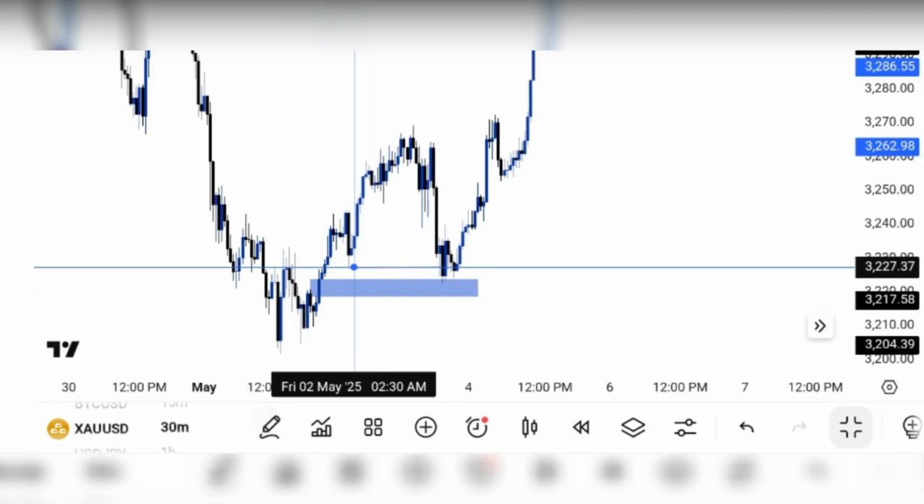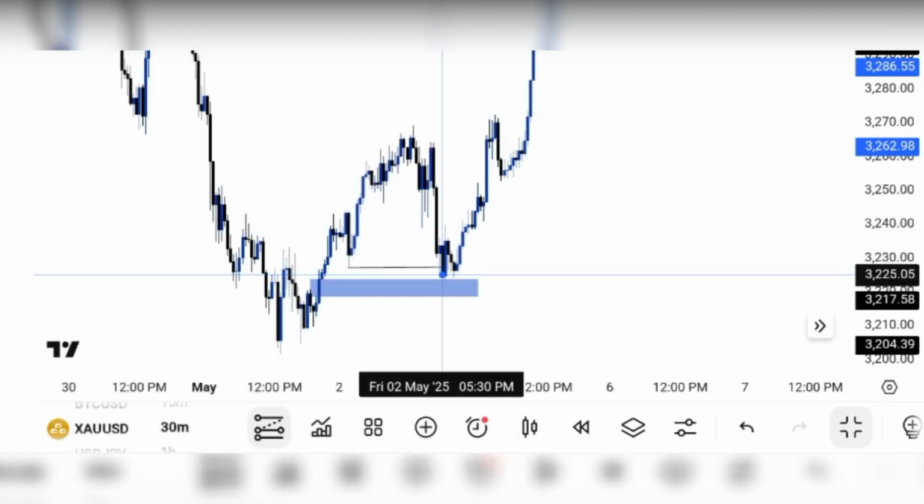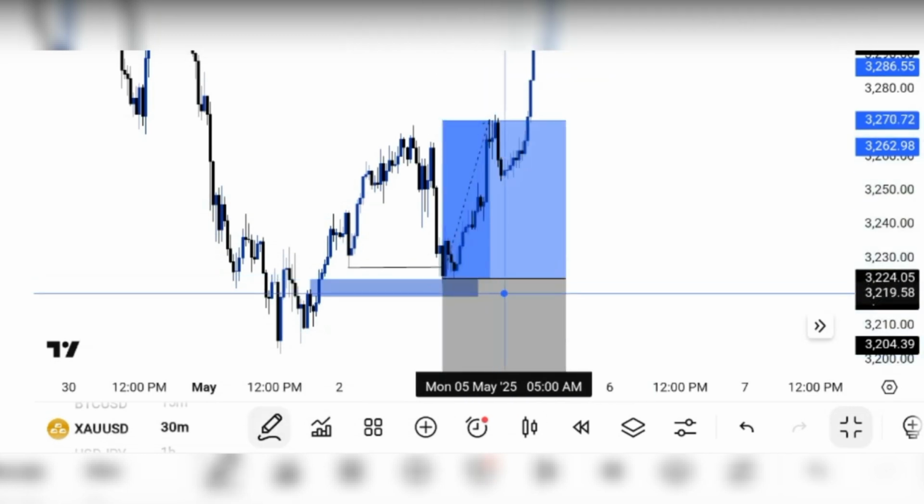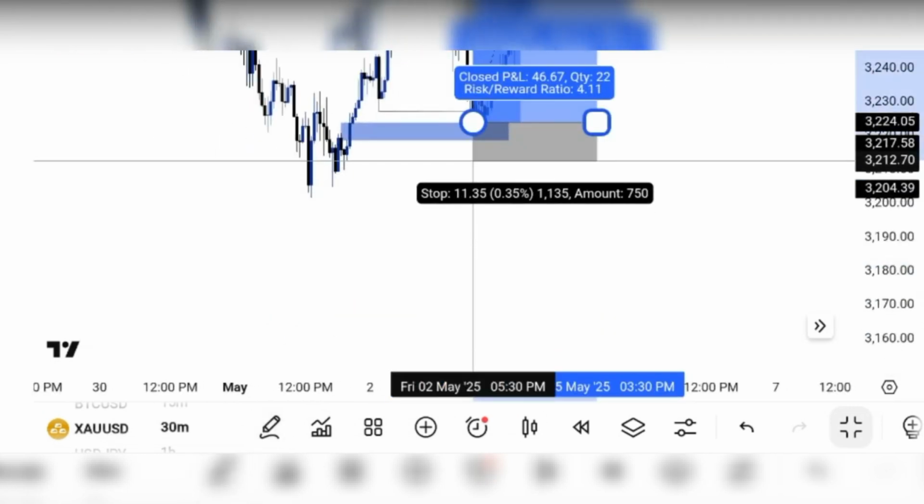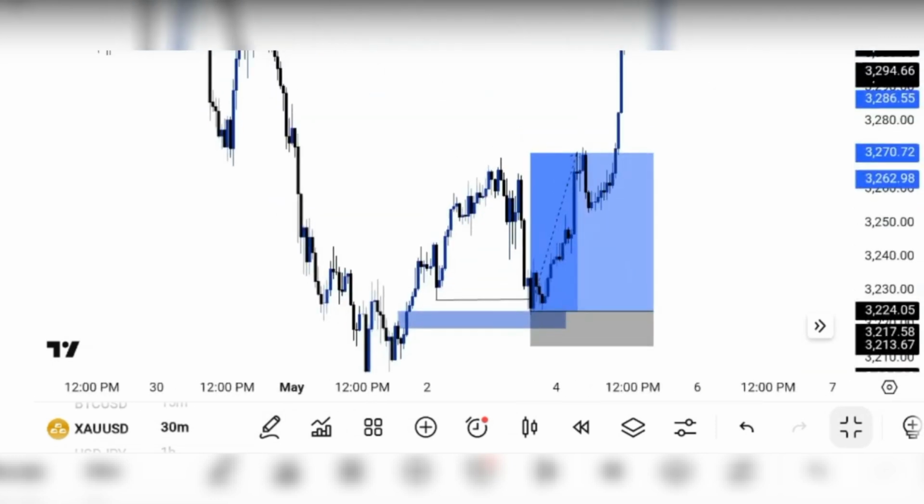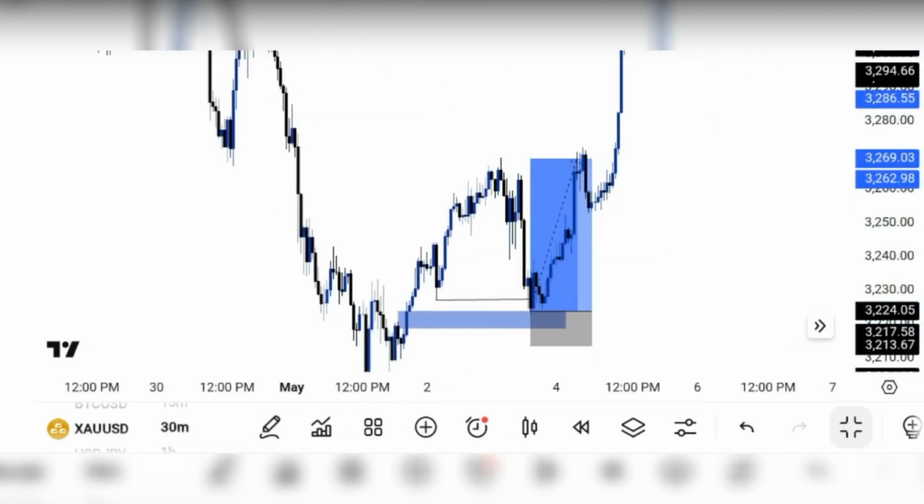So all you just have to do is to put your entry on the fair value gap, then put your stop loss below, and then your targets up here. That's all. That is all you need.